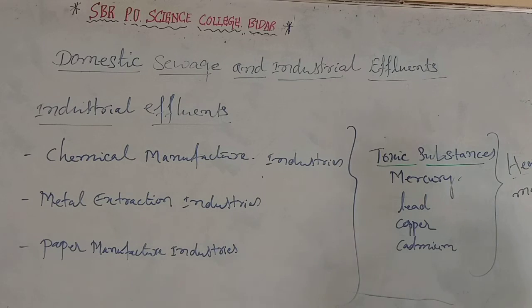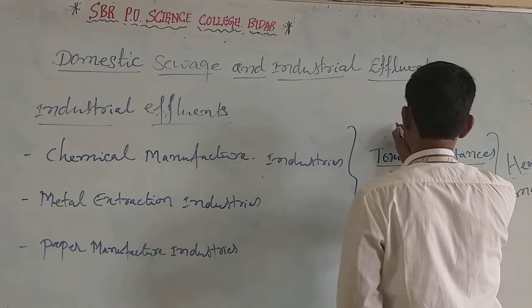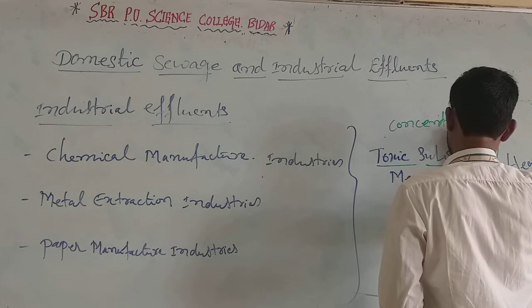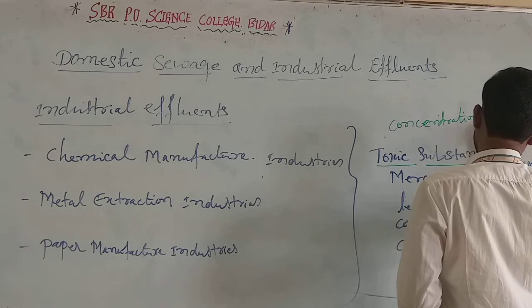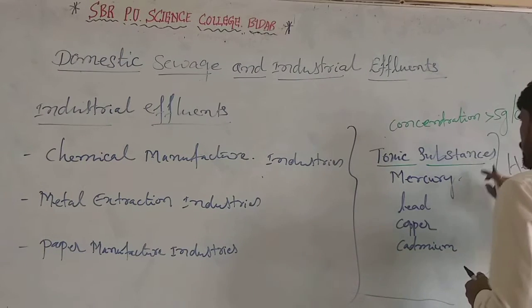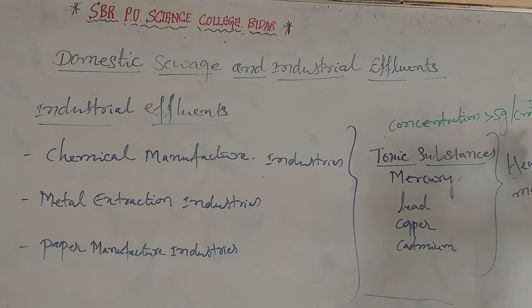Now this concentration is greater than 5 gram per centimeter cube. So these are toxic. These are not good for human consumption. These are mercury, lead and copper. These are the heavy metals.